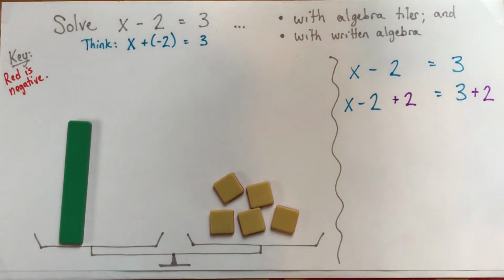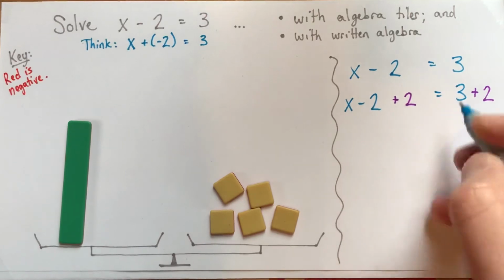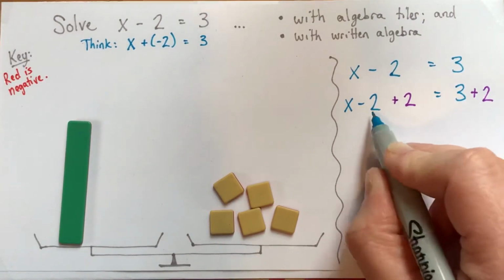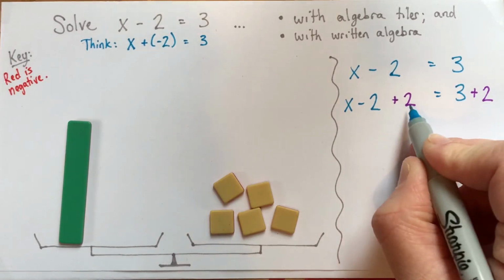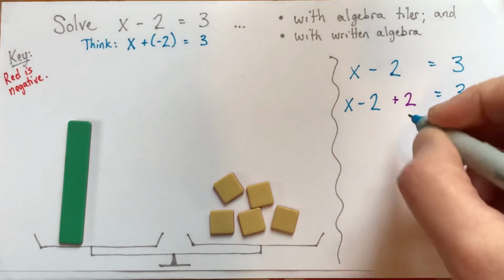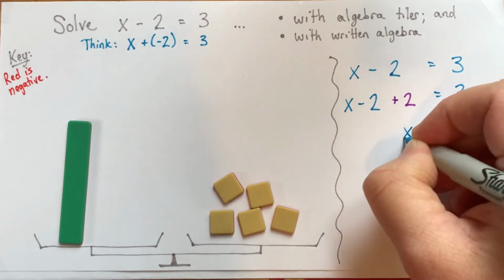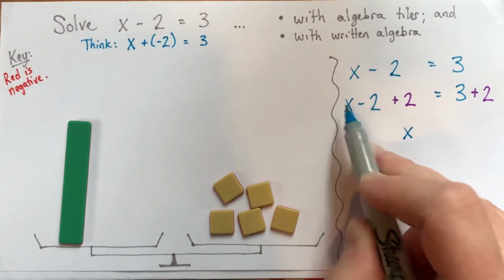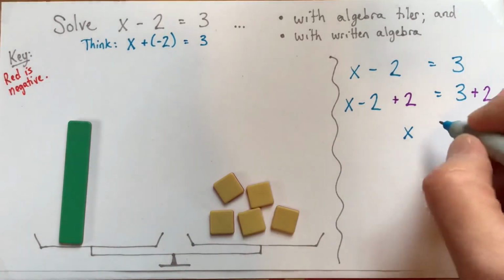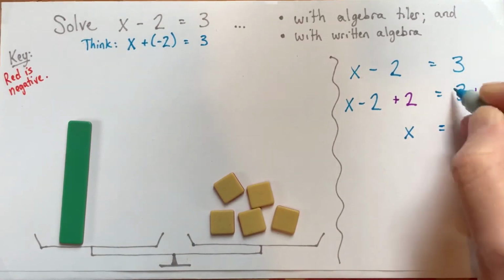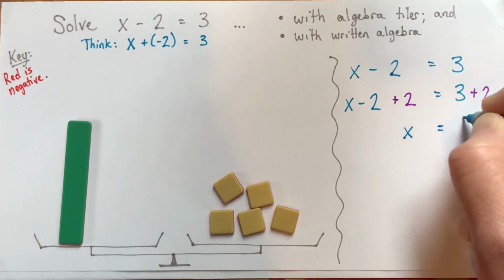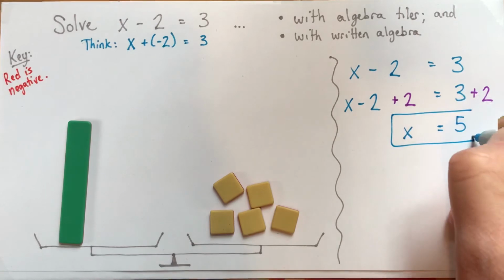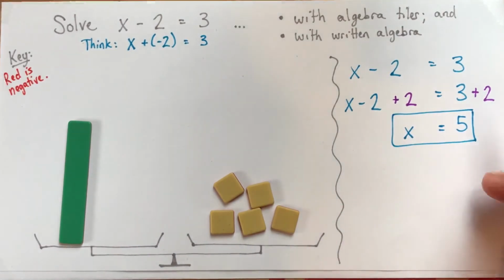Over here with our written algebra, we have x take away 2 plus 2. If you take away 2 from something and then you add 2 right back, you just have what you started with. So it's just another explanation for why this is equal to x. All right, the right-hand side is easy. 3 plus 2 is 5, like we see over here. So this is our solution to our equation, x equals 5.